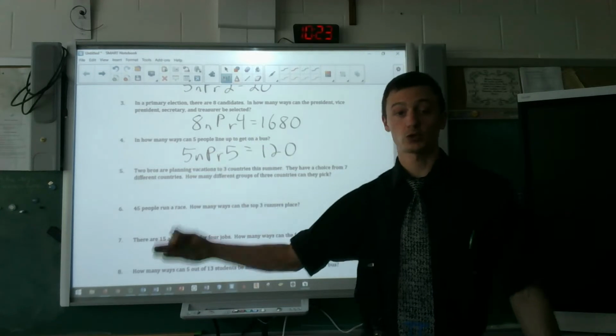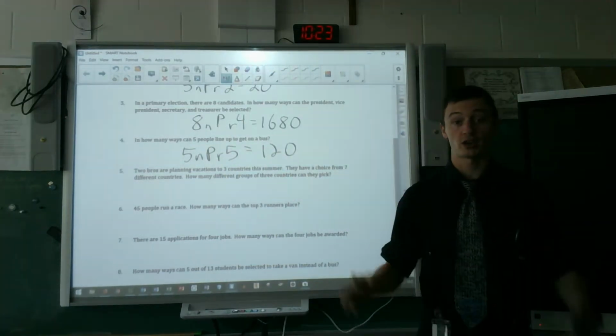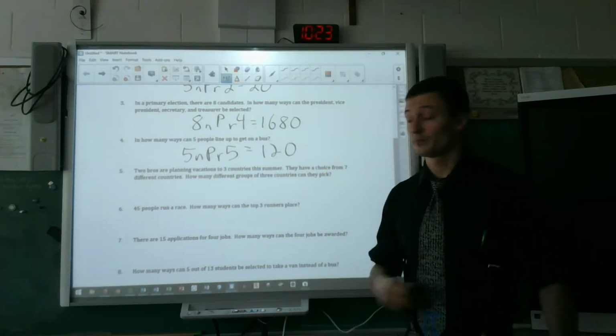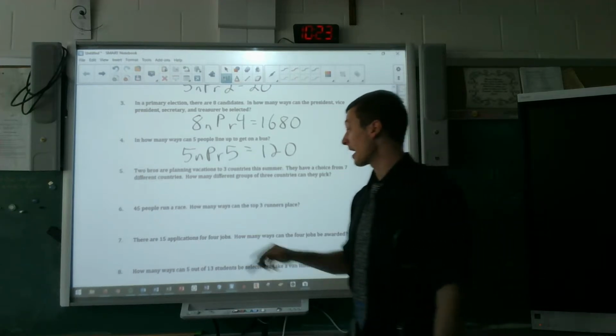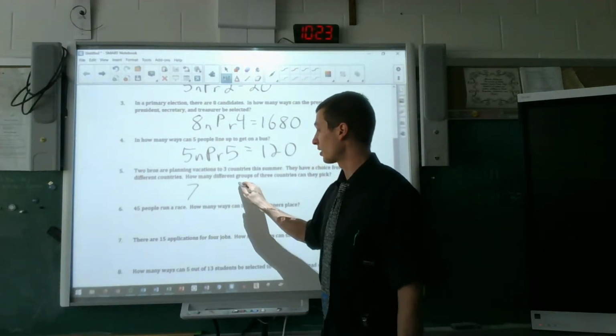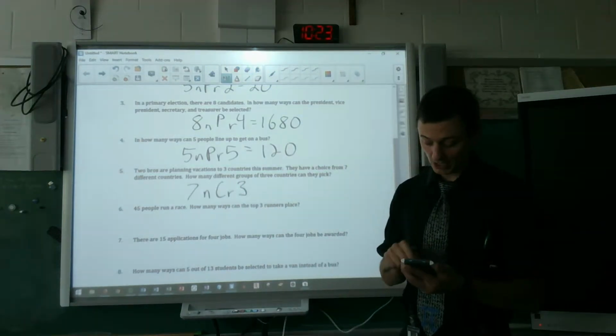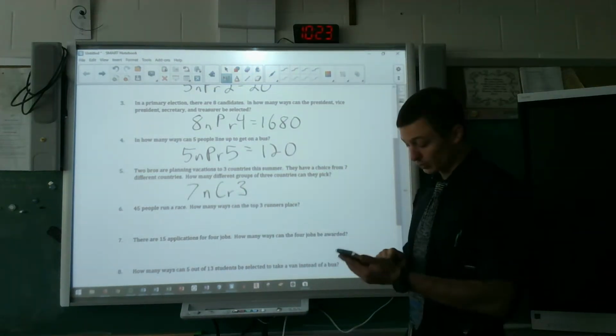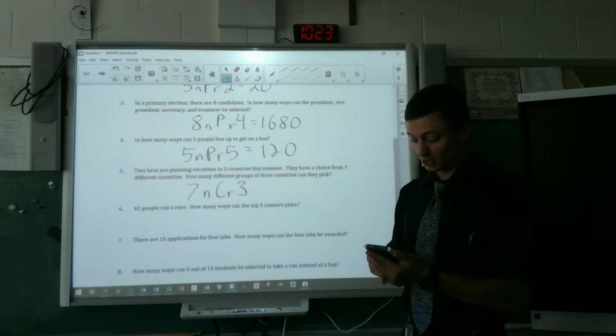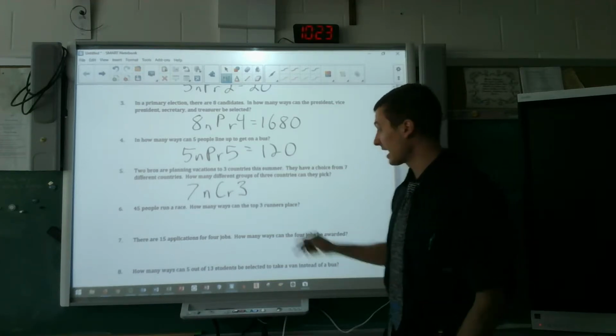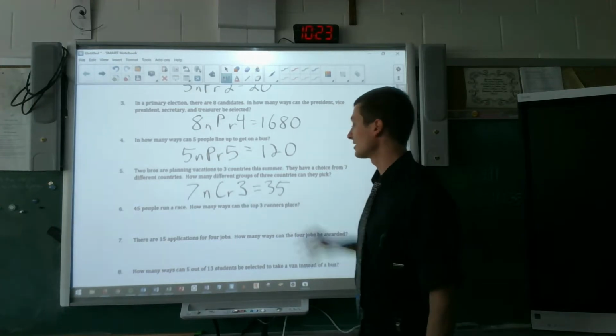They're not saying we're going to this one first, this one second, and this one third. They're just saying, what 3 are we going to go to? So in this case, order does not matter. So there's 7 countries, and they want to pick 3 of them, but order does not matter. So we're going to be using a combination. So we're doing 7 nCr 3, and there are only 35 ways that can happen.